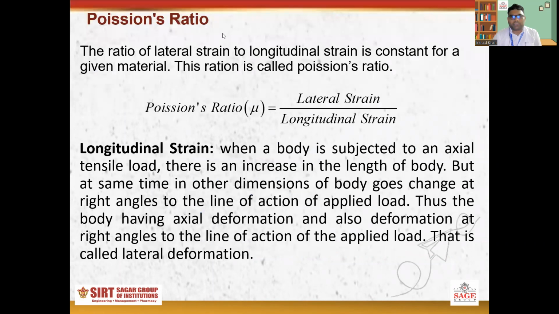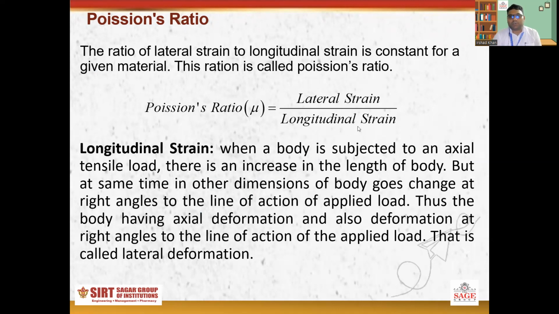So let's understand this concept, Poisson's ratio. You can understand it simply as the ratio of lateral strain to the longitudinal strain, which is equal to a constant for any given material. This ratio is said to be Poisson's ratio, and we can write this.